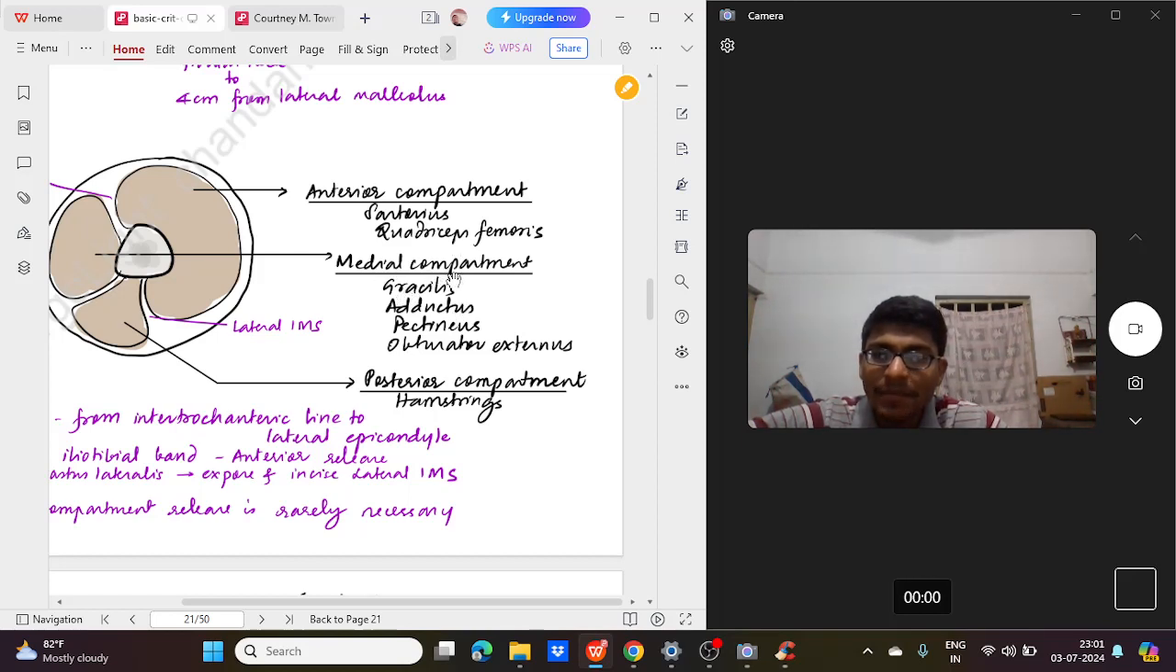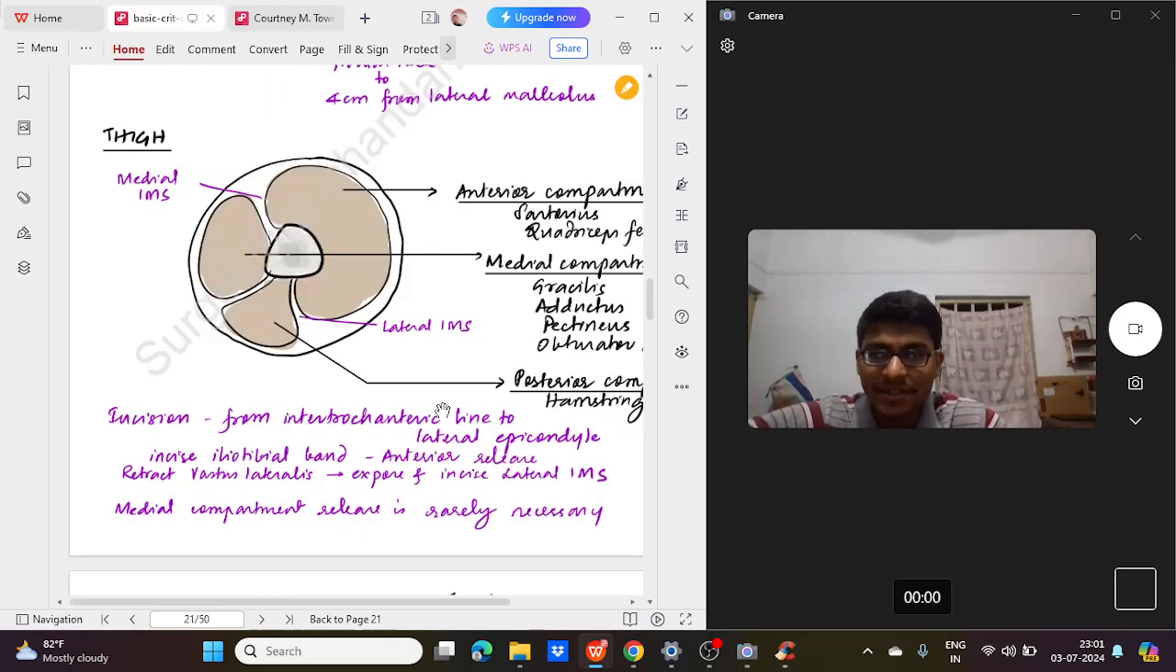Then the medial compartment has gracilis, adductor longus and brevis, pectineus, and obturator externus. And the posterior compartment has the hamstrings, which include biceps femoris, semimembranosus, and semitendinosus.